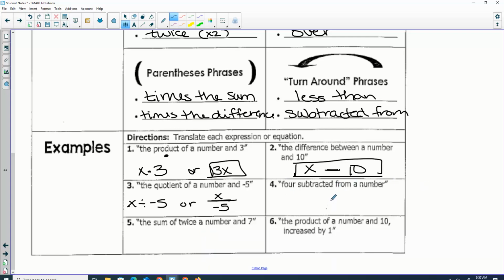For subtracted from a number. Now, subtracted from is a turnaround phrase. So we have to start with the number, then we subtract 4. So X minus 4.